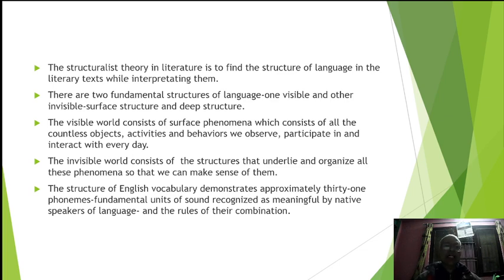The structuralist theory in literature is to find the structure of language in literary text while interpreting them. There are two fundamental structures of language, one visible and the other invisible: surface structure and deep structure. The visible world consists of surface phenomena, all the countless objects, activities, behaviors we participate in and interact with every day. The invisible world consists of the structures that underlie and organize all the phenomena so that we can make sense of them.